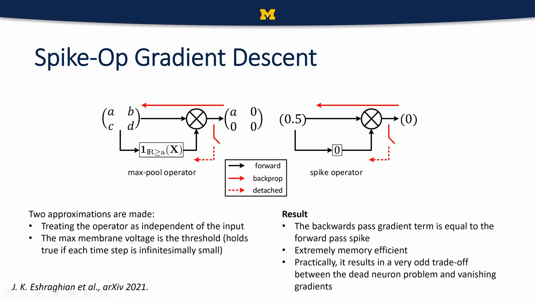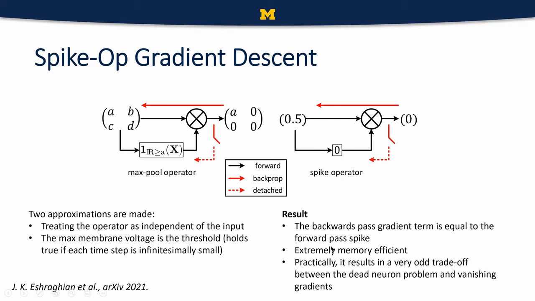So the result here is that the backward pass gradient term is equal to the forward pass spike. If you get a spike on the forward pass, then you get a gradient of 1. If you don't get a spike, then you have a gradient of 0. That's extremely memory efficient, because you're getting your gradient at the same time as your forward pass.